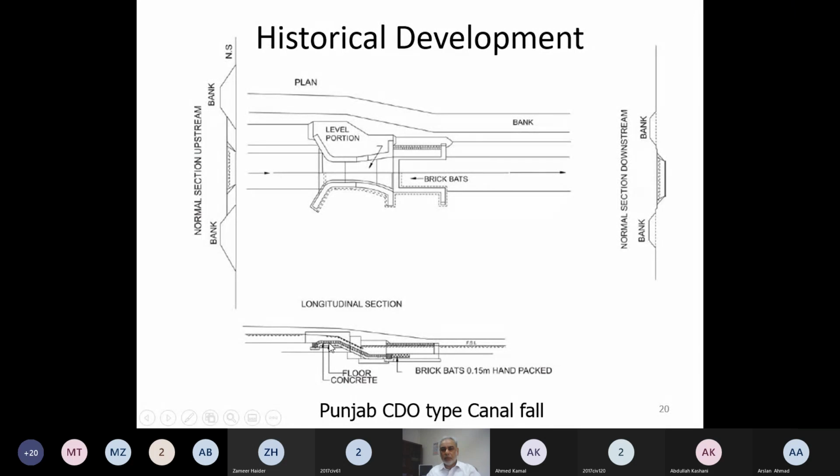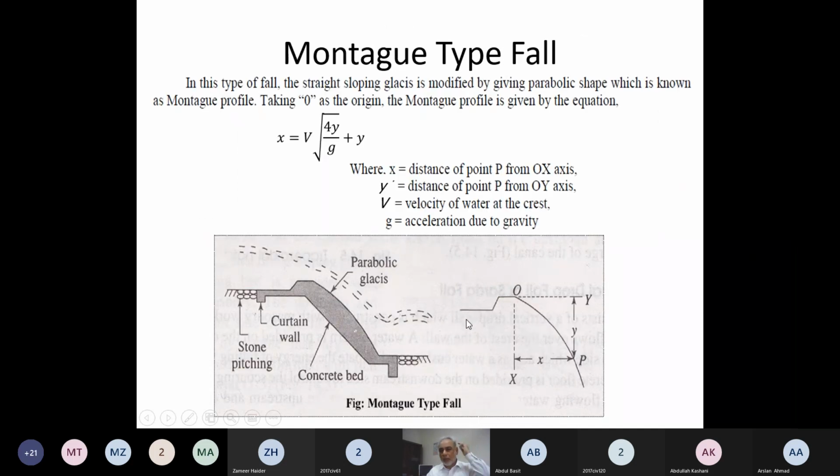It has a raised crest over here. So it is a glacis type fall. CDO type fall is a glacis type fall rather than the vertical drop fall. And it also has a fluming over here. Fluming means reduction of the width of the canal. Montague fall, he provided a parabolic profile rather than a vertical drop or a straight glacis.